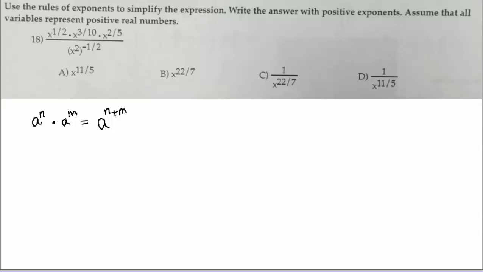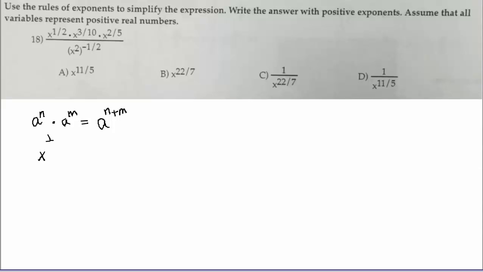You add the exponents. So in this case, as you see here, you have x to the power of 1/2, x to the power of 3/10, x to the power of 2/5. So I can combine these three using the same rule, right? The only difference is m and n are not whole numbers anymore. They look like fractions. But we know how to add fractions, so let's see if we can use this property to combine what we have at the top of the fraction.